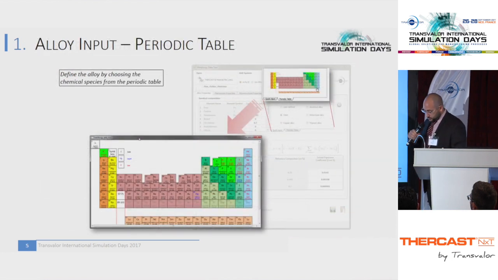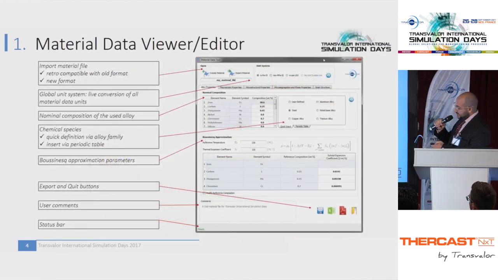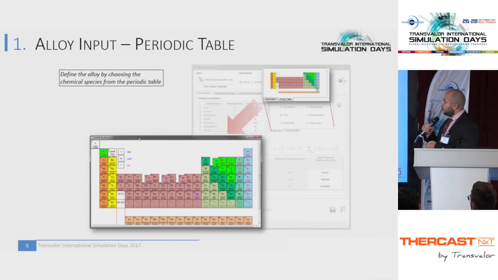So to input the alloy, let me just go back once. Either we can choose the family and input our nominal composition, or it's possible to use the user-defined mode and then click on the periodic table, which is right here, okay? This may come in handy if you want to define an alloy which does not exist in the predefined alloys.